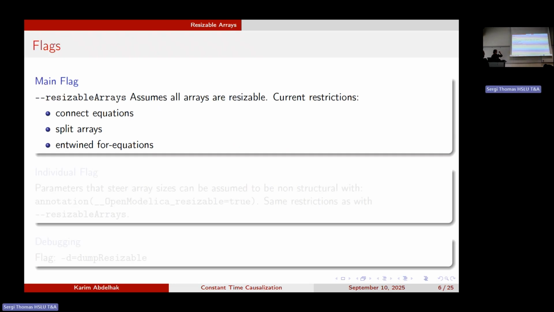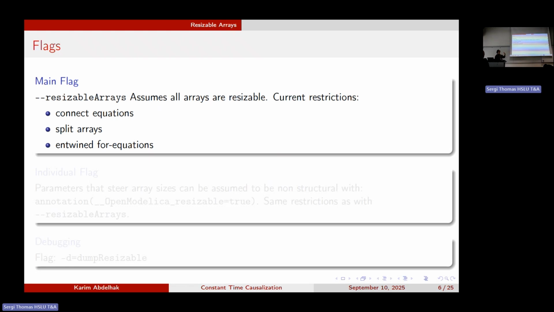Resizable arrays, first of all, have some restrictions, but if we want to have an efficient array-independent causalization, we could take all the resizable arrays and resize them to the smallest possible size for our backend processes. And in that way, it will be independent of these sizes. The current implementation has some restrictions, as I stated here. I don't want to go too deep into detail. It's mostly an implementation-wise restriction.